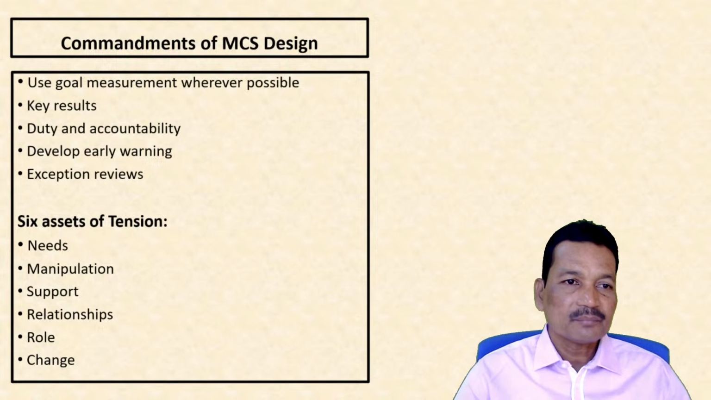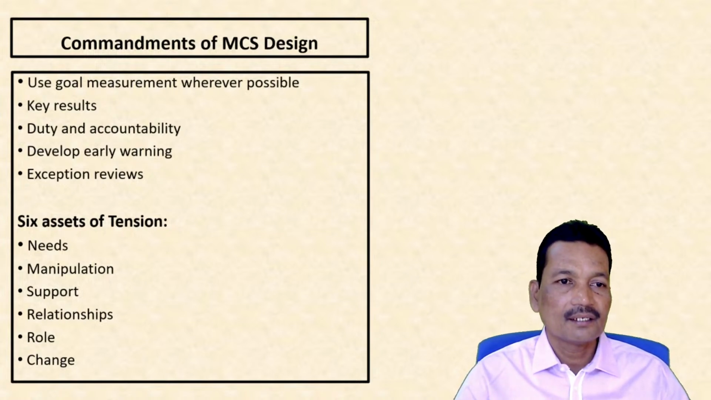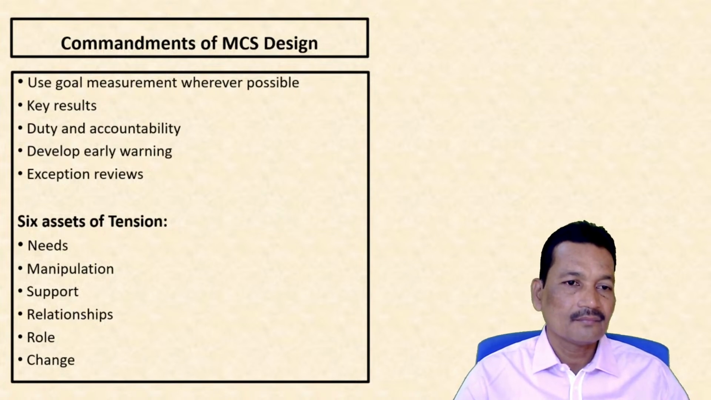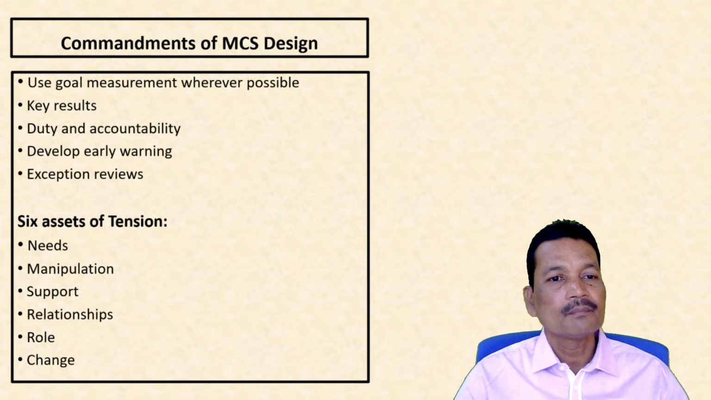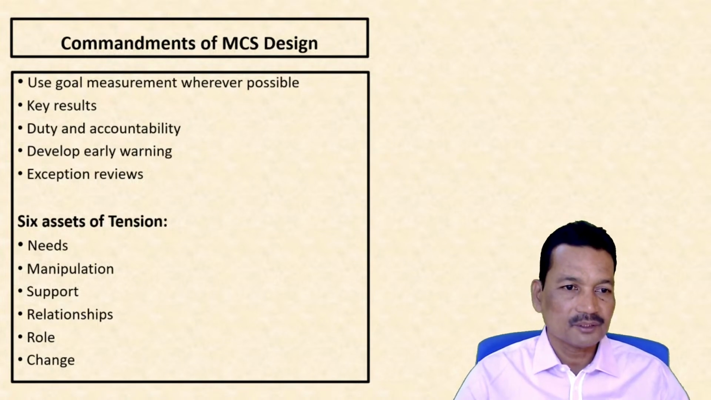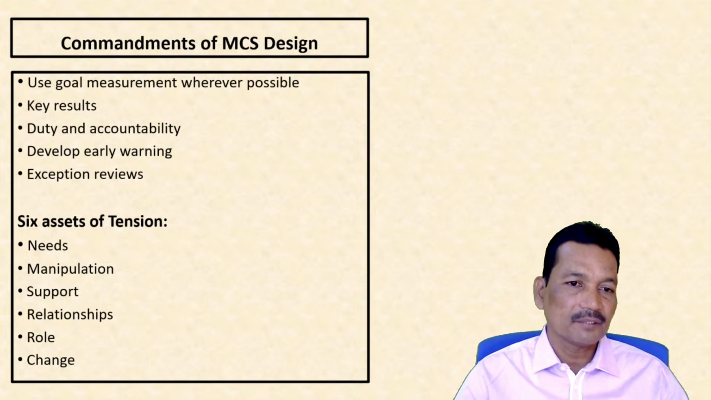Now, while designing MCS, we should use goal measurement and the results should be used for decision making. The managers who are taking decisions should be accountable for that. And it is always better to be proactive. That means develop early warning systems. And always we can have exception reviews.